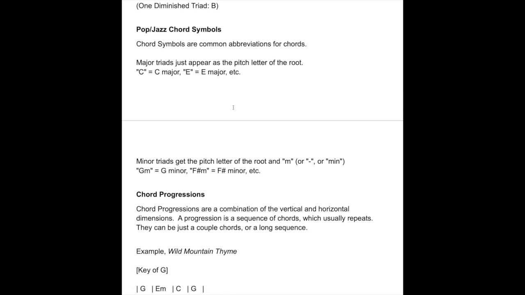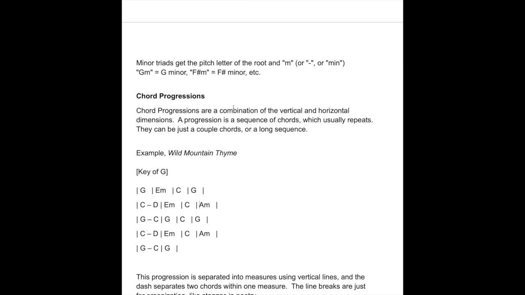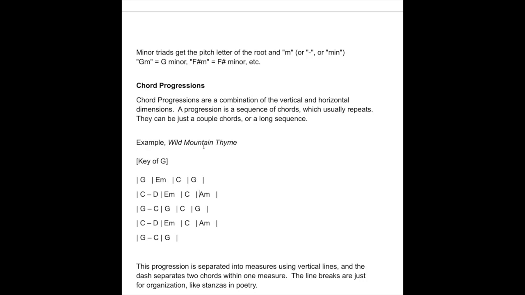And now let's go ahead and come back to this song Wild Mountain Thyme and listen to that and talk a little bit about the chord progression. Before we do that, just to say what a chord progression is, a progression just means a sequence of chords. Usually that sequence will repeat every verse or every chorus. It could just be a couple chords or it could be a long sequence.